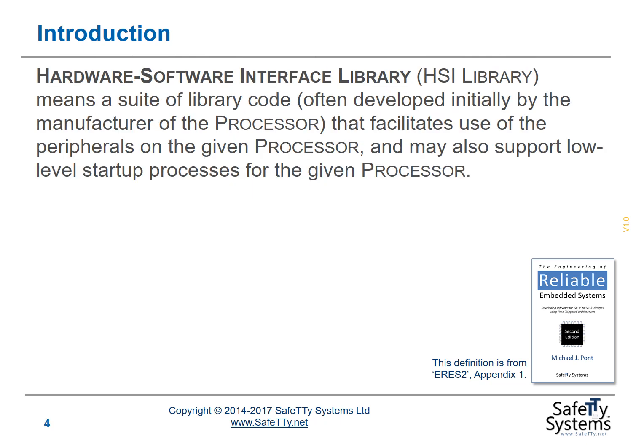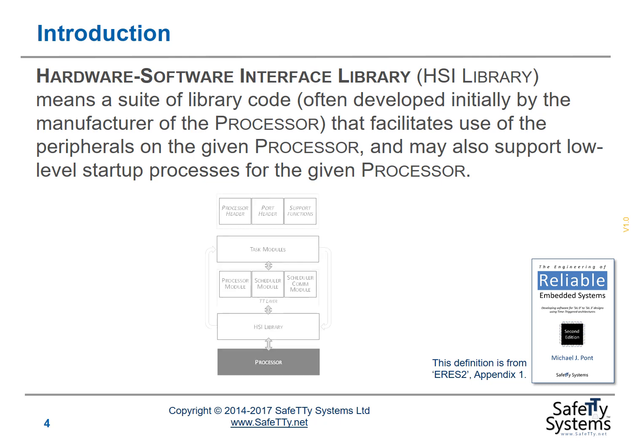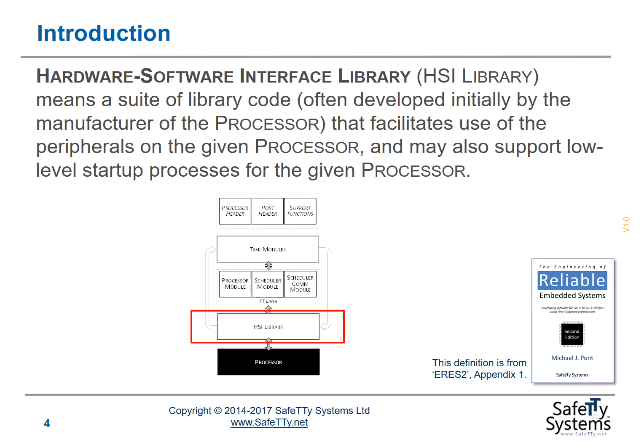The HSI library means a suite of library code, often developed initially by the manufacturer of the processor, that facilitates use of the peripherals on the given processor and may also support low-level startup processes for the given processor. So if this is all of the processor software, the HSI library is a key component, often supplied by the processor manufacturer, that's used by many of the other parts of the software on the system.